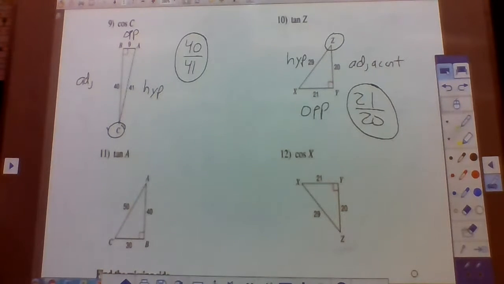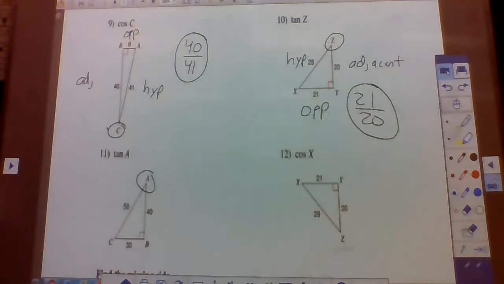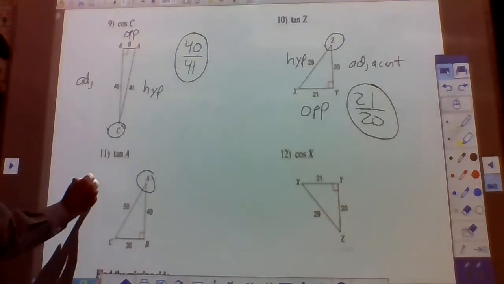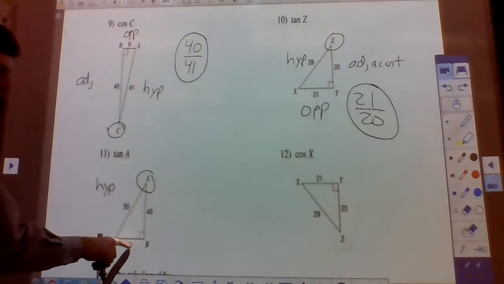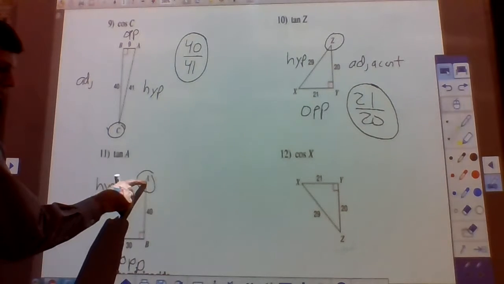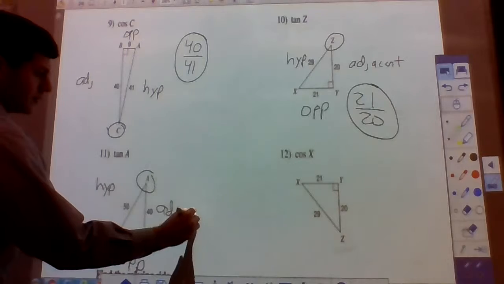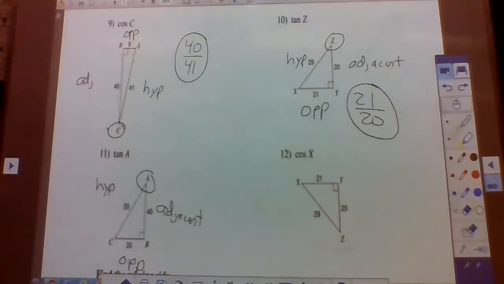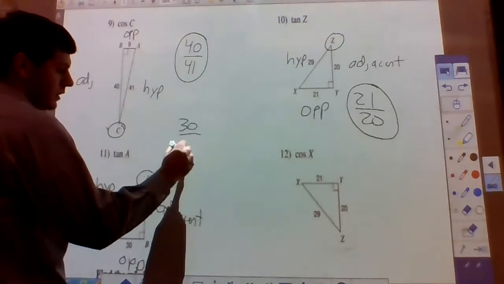All right, next one, 11, we have tangent of A, so we're dealing with angle A. So here's angle A. Okay, across from the right angle is the hypotenuse. Across from angle A is the opposite side, the opposite leg. And the leg next to angle A is the adjacent leg. Tangent is opposite over adjacent. So the opposite side is 30. The adjacent side is 40.